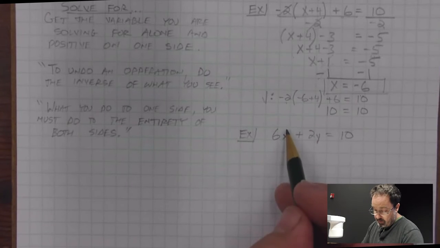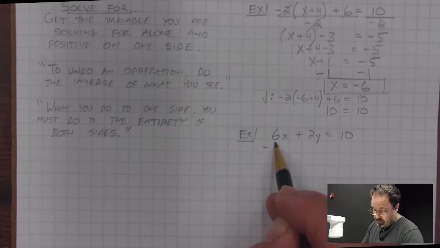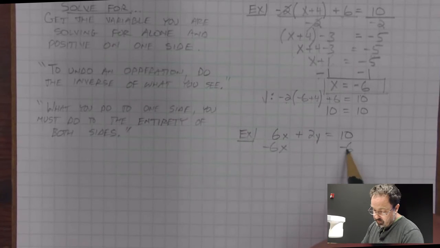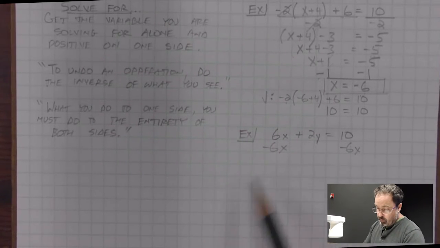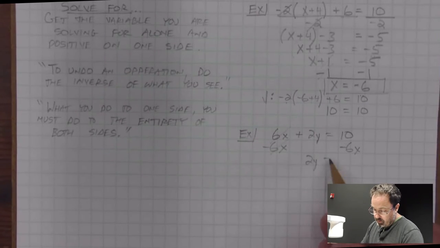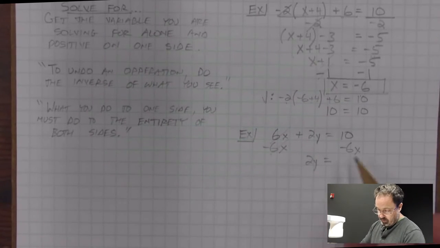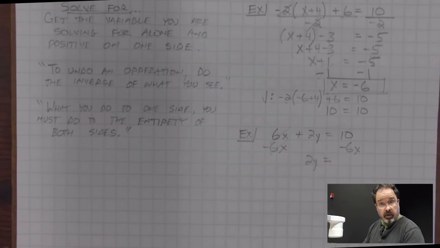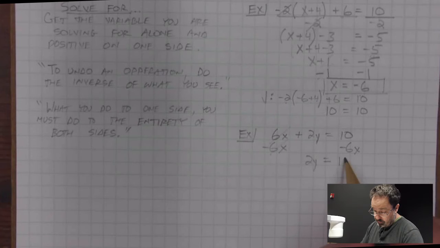I see that we have a positive 6x term, so the inverse is subtracting 6x. When I do that to the entirety of both sides, these will cancel out, leaving the 2y. On the other side, 10 minus 6x will not combine. Those are unlike terms, so I can simply show it as 10 minus 6x.